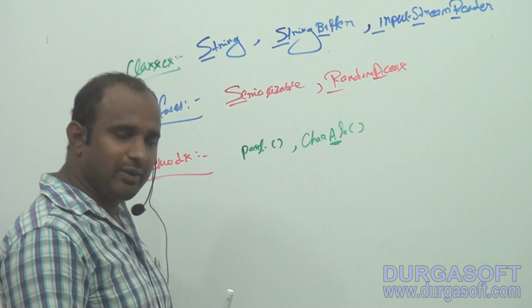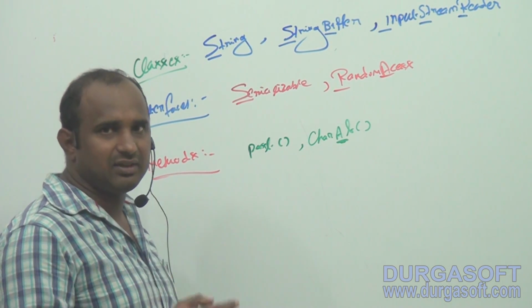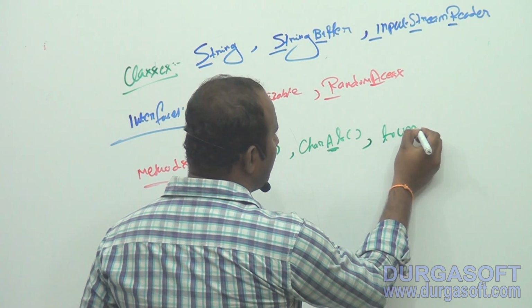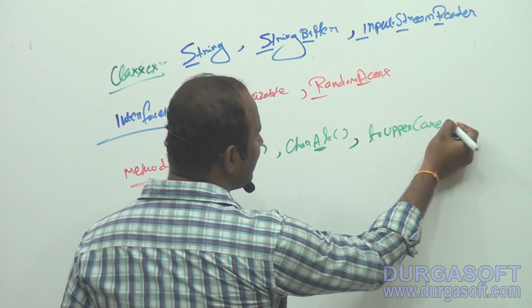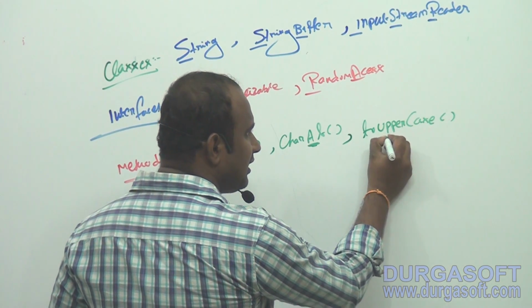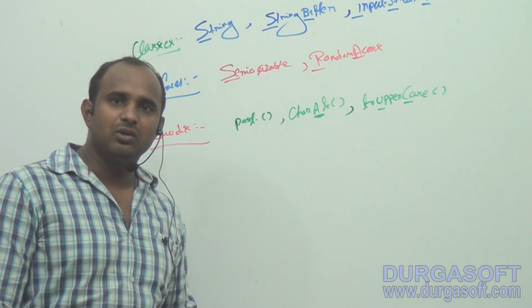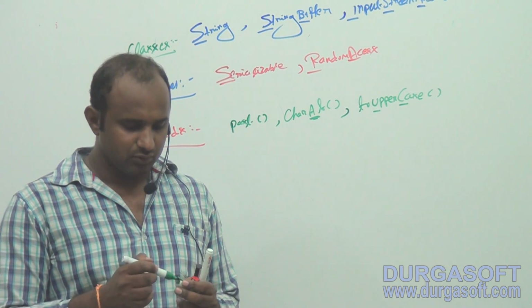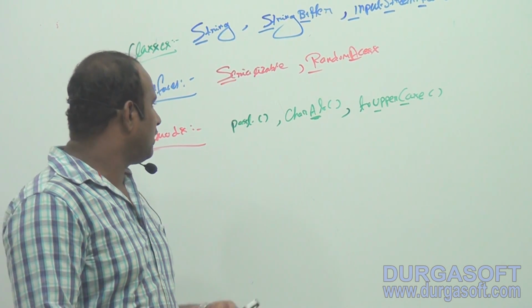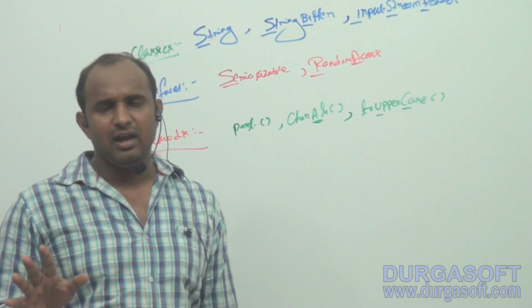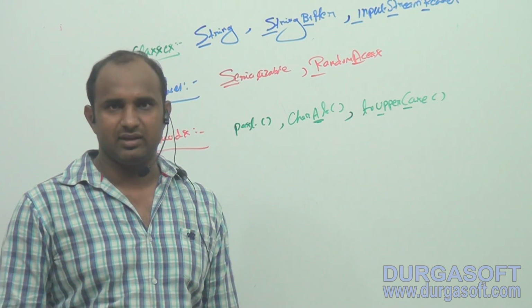For example, Ratan, I would like to convert a lowercase character to an uppercase character. To convert lowercase to uppercase, use the toUpperCase method. In toUpperCase, it starts with lower and each inner word starts with a capital letter. So now, what are the coding conventions for methods? The method name starts with lowercase and every inner word starts with uppercase.